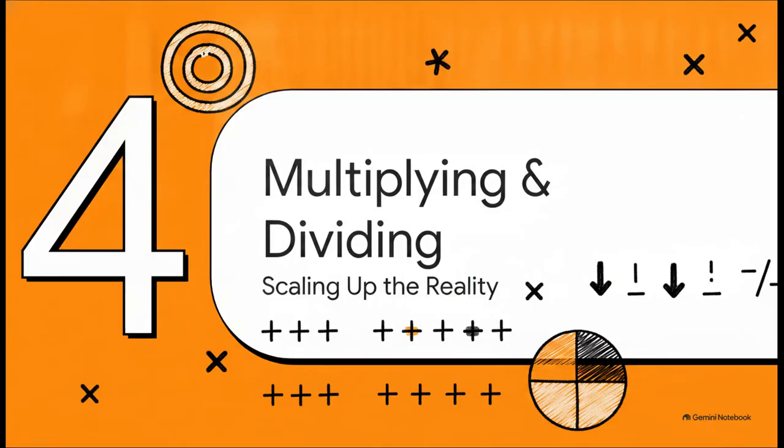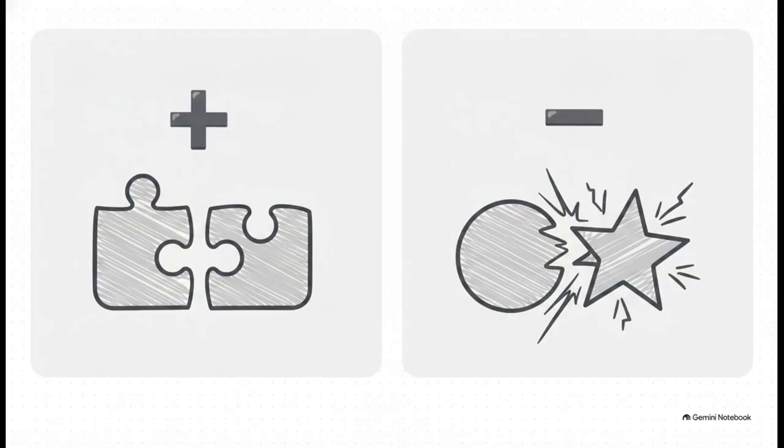Let's scale things up in Section 4, multiplying and dividing integers, scaling up the reality. The rule for this one is beautifully simple. Identical signs give you a positive result, while clashing signs always result in a negative. Think about it. If you multiply or divide 2 positive numbers, or 2 negative numbers, they sort of agree with each other, right? So you get a positive answer. But if you mix a positive and a negative, different signs, they clash, and your answer will always be negative. It's this perfect binary rule that is just incredibly satisfying to apply.